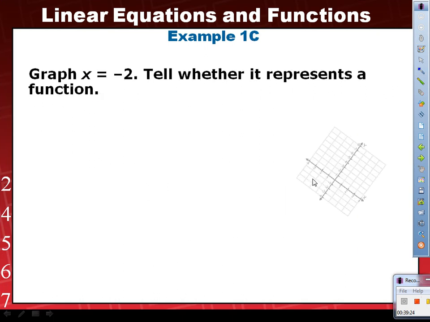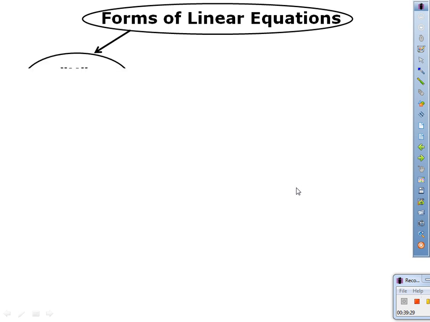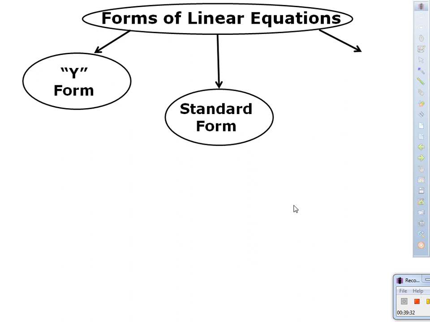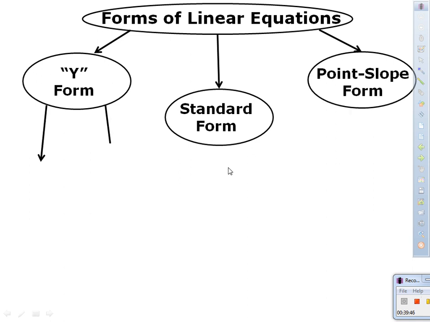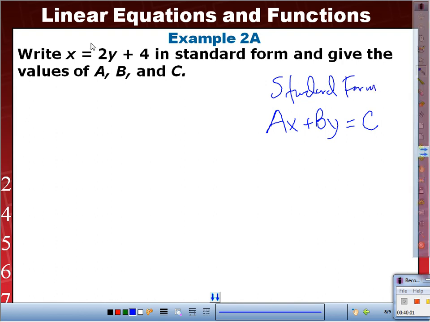Let me forward this because I want us to get to this next part. So really quick, we're going to be looking at different forms of equations. The one that we are looking at most commonly right now is y form because we solve for y, right? But the other form that I want us to get used to is standard form. Standard form looks like this: AX plus BY equals C. This is standard form of what? What are we using right now? Linear equations. Standard form of a linear equation.